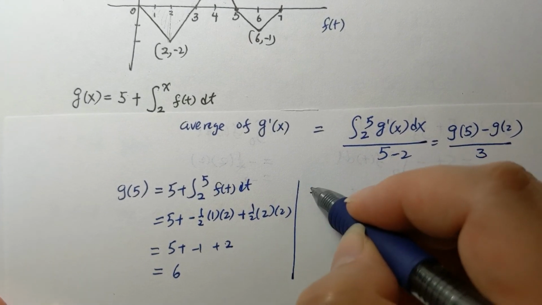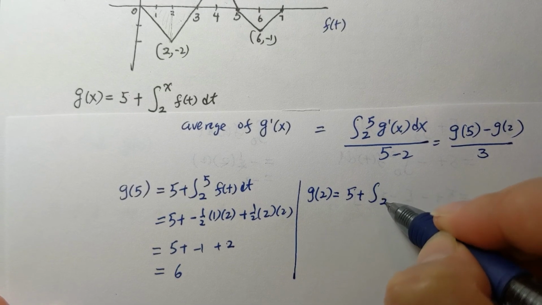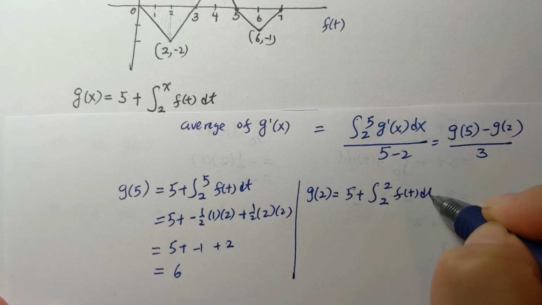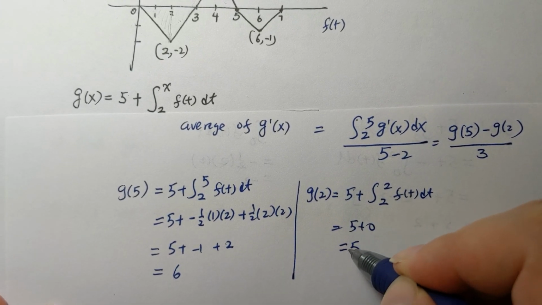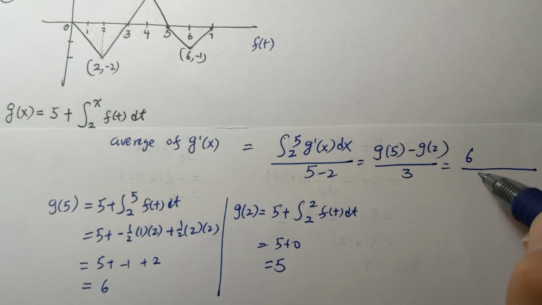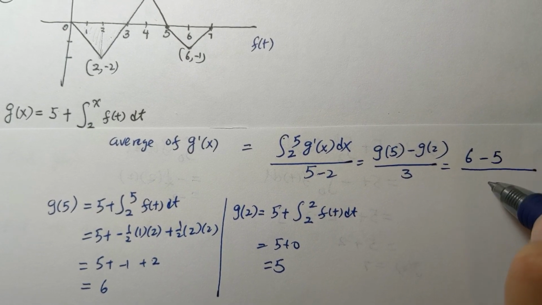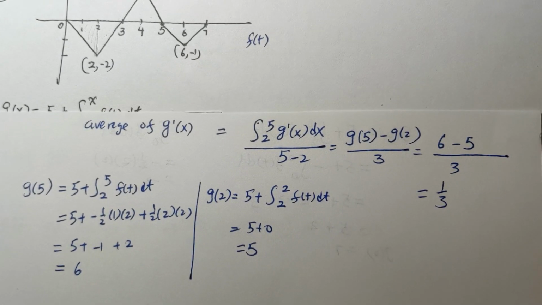And then we have to find g of 2. So you get 5 plus the integral from 2 to 2 of f(t) dt. The integral from 2 to 2 is 0. So 5 plus 0 equals 5. Now we go back over here. So you got g of 5 is 6, g of 2 is 5. And then we simplify. So we got the answer, 1/3.